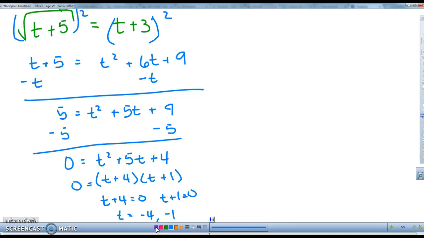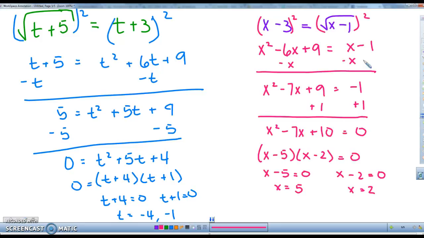Try just one more of these on your own. We'll do x minus 3 equal to the square root of x minus 1. Hopefully you followed some of the same steps from last time. Go ahead and check your work, but you should have gotten x equals 5 and x equals 2.